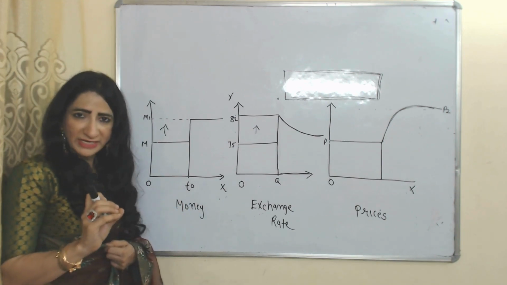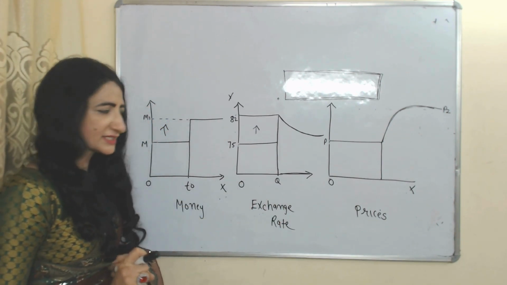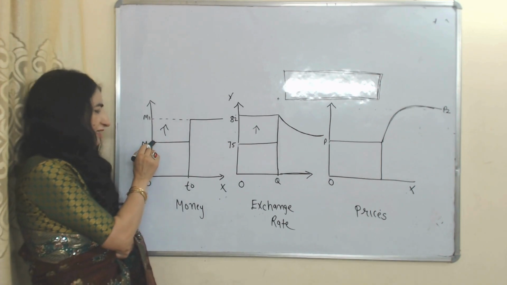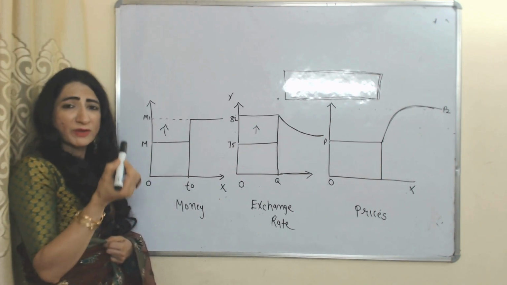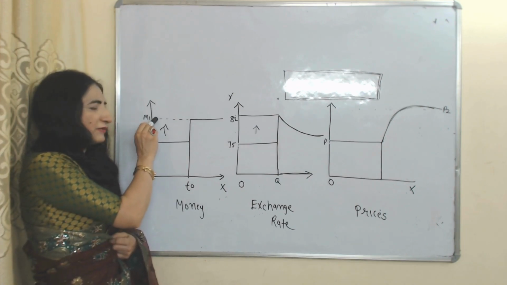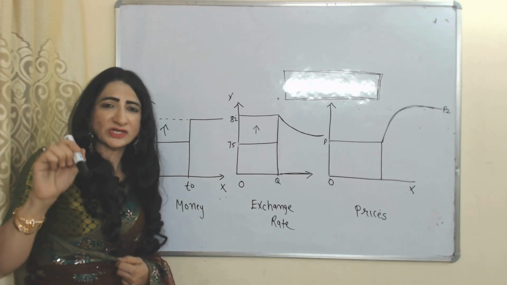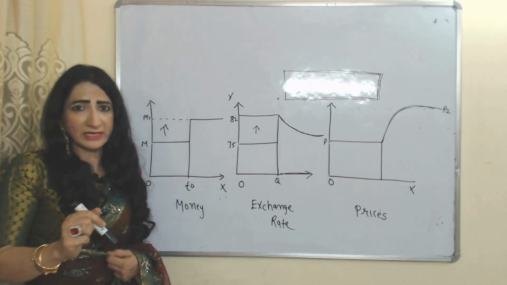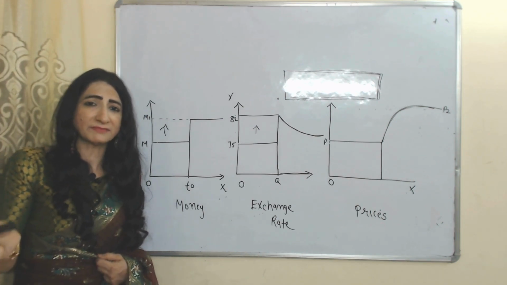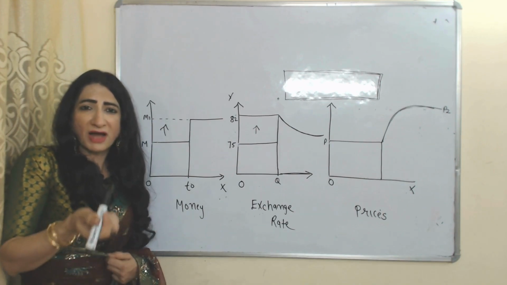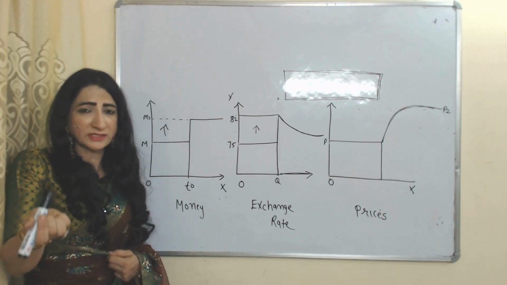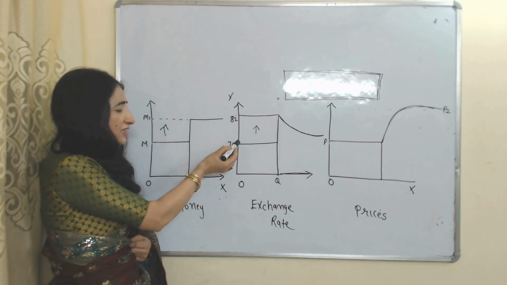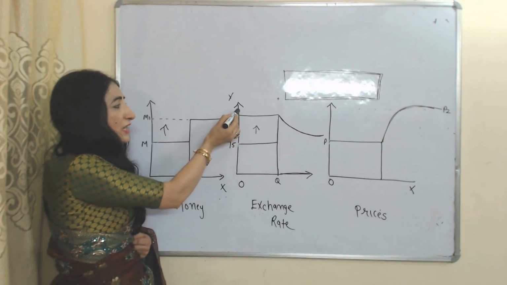The first diagram represents money, the second diagram represents exchange rate, the third diagram represents prices. Initially money supply increases from M to M1. When money supply increases from M to M1, interest rate falls. As interest rate falls, demand for domestic bonds falls, but demand for foreign bonds increases. As demand for foreign bonds increases, demand for foreign currency increases, and foreign currency becomes very expensive to purchase. As a result, the exchange rate suddenly overshoots from 75 rupees to 82 rupees.